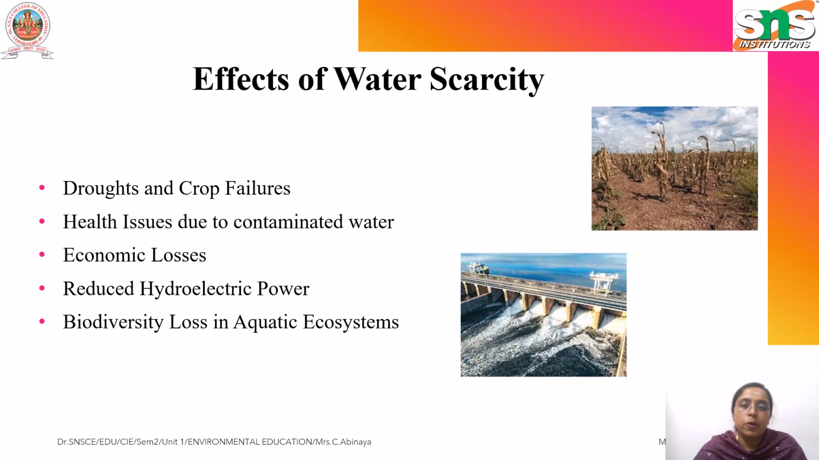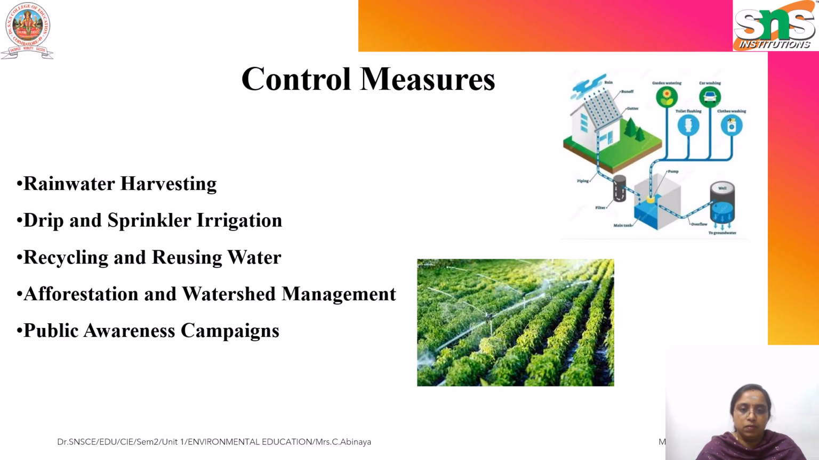Biodiversity loss. So rivers, lakes, wetlands are home to many fish, plants and animals. So when these water bodies shrink or dry up, fishes will die, birds lose their nesting areas, wetland plants disappear. So it affects the balance of nature and the food chain. So these are the effects of water scarcity.